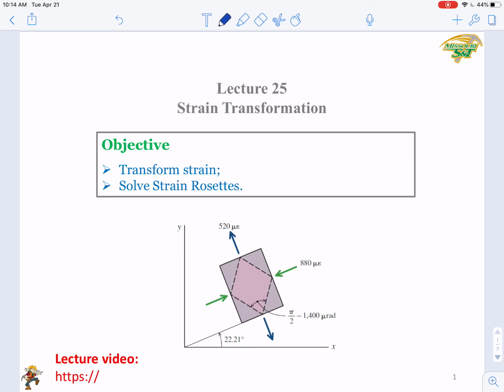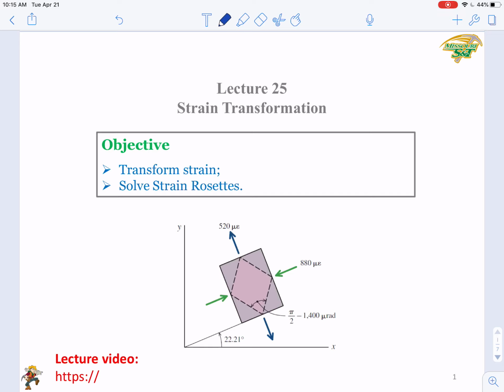Hello everyone. So today we will talk about strain transformation. In previous two chapters, we have introduced the methods and equations to do stress transformation. And we introduced how to draw Mohr circle and use the Mohr circle to find out the principal stresses and the maximum shear stress, including the in-plane maximum stress, maximum shear stress, and the maximum absolute shear stress.